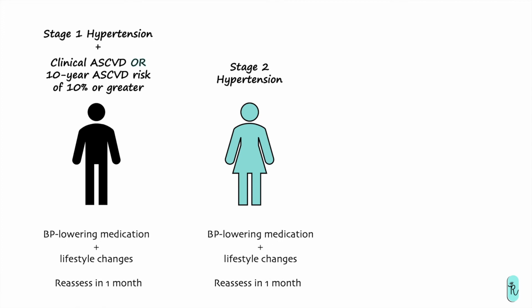For a patient with stage 2 hypertension, defined as a blood pressure greater than 140 over 90, regardless of their ASCVD risk or status, we will initiate an antihypertensive medication in addition to lifestyle changes. We will also reassess them in 1 month.